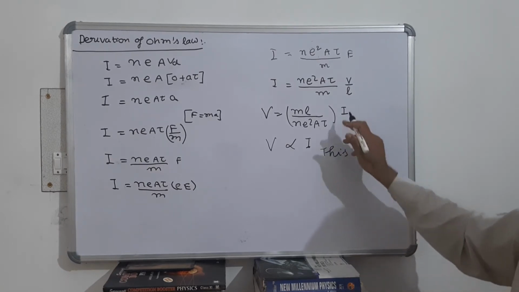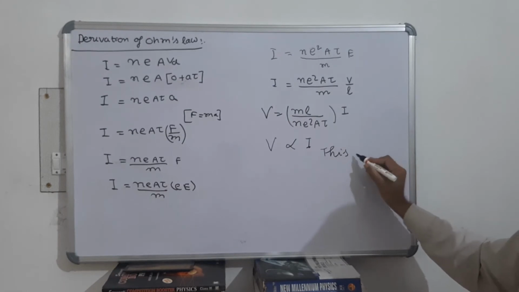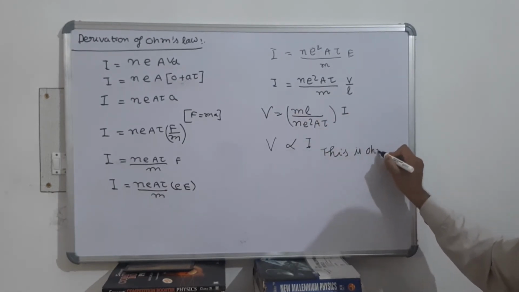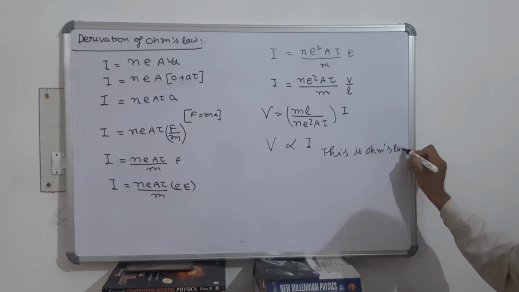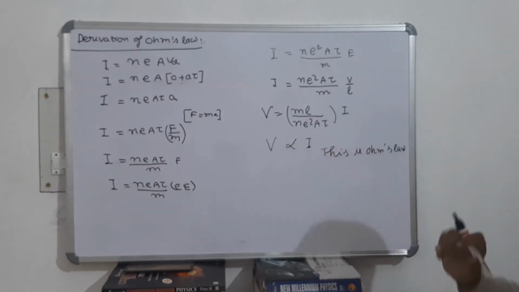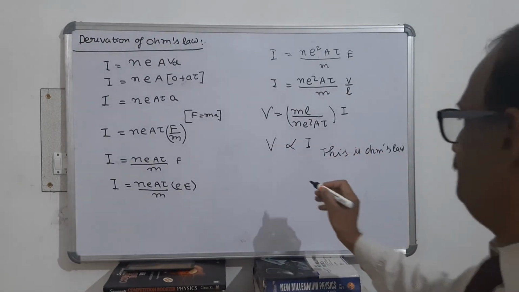This is Ohm's law, and this is the physical condition. If this is constant, then V is proportional to I. This is Ohm's law. And from Ohm's law, you have studied V is equal to IR. It means this quantity, which is in the bracket, is equal to resistance.